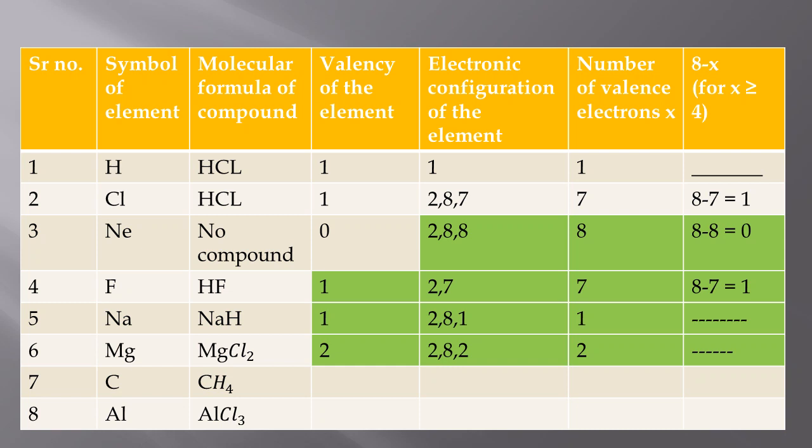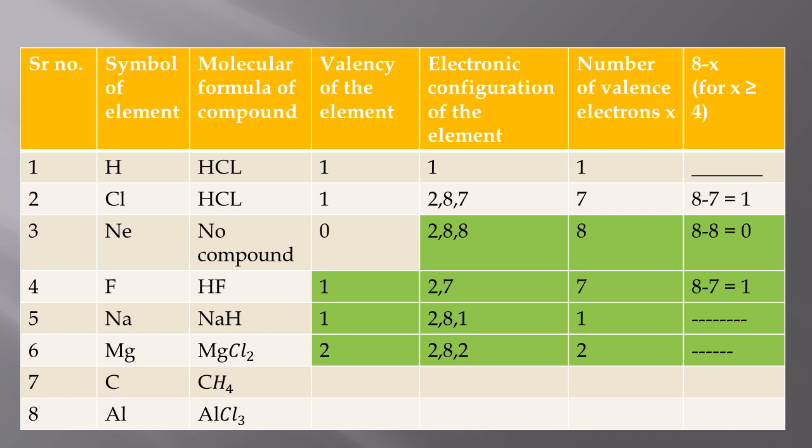Now students, here sodium, NaH, sodium hydride. The valency of the element will be 1 because the electronic configuration is 2, 8, 1. So in the last shell 1 electron will be there, and 8 minus x will be a dash. Next is Mg, that is magnesium. In the molecular formula of the compound MgCl2, magnesium dichloride, the valency of the element will be 2. Why? Because the electronic configuration of this element is 2, 8, 2. In the last shell there are 2 valence electrons. So 8 minus x will again be a dash.